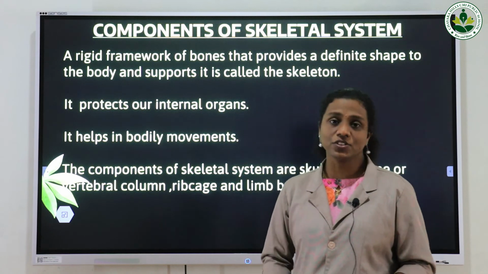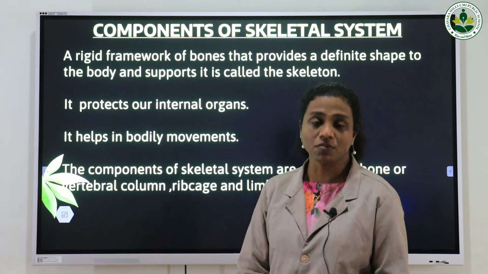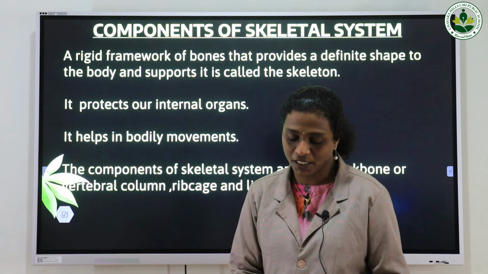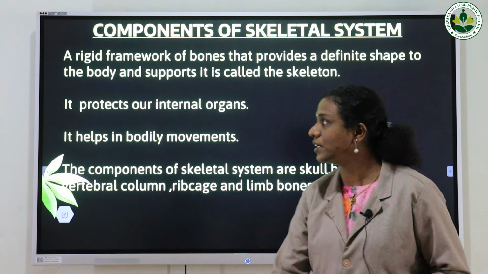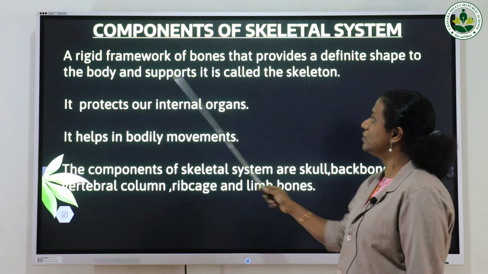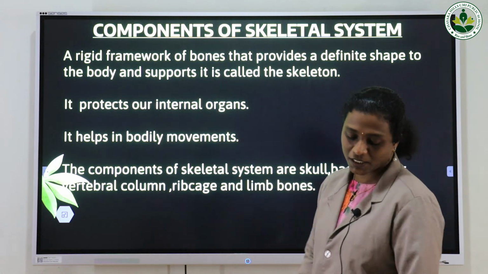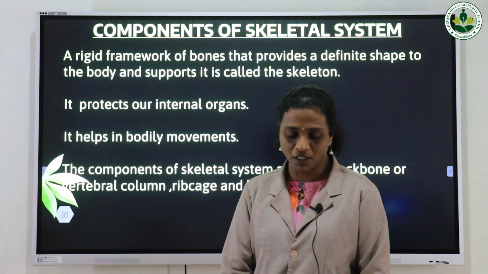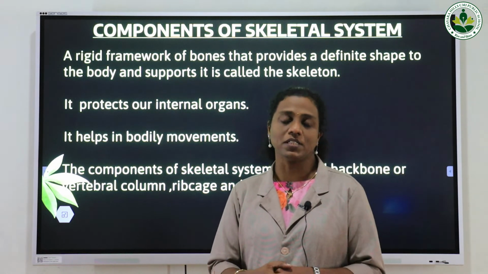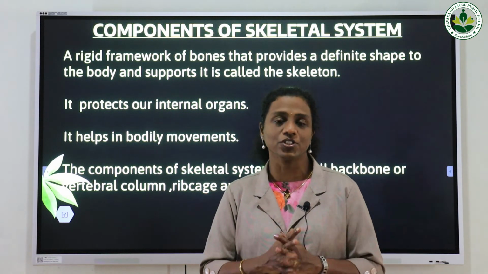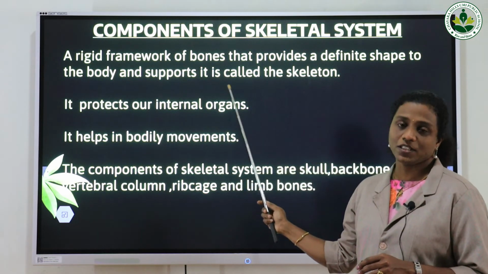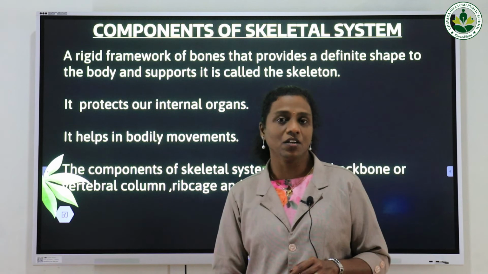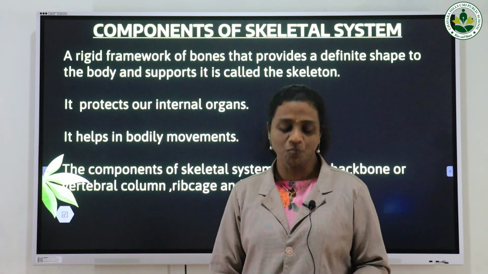Then, what are the functions of the skeletal system? Next question is, what are the functions of the skeletal system? There are different functions. The first function, already given here, is that it supports and gives shape to the body. Second, it protects our internal organs and helps in bodily movements. So 4 points are there for the function of the skeletal system: it gives shape and support to the body, it protects the internal organs, and it helps in bodily movements.